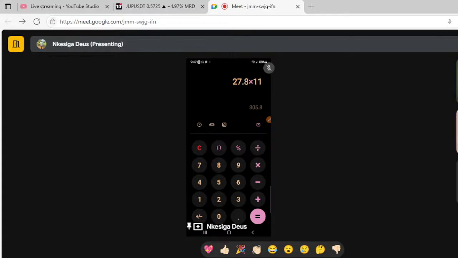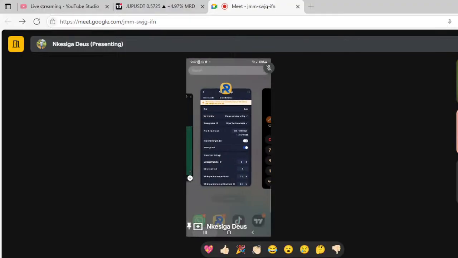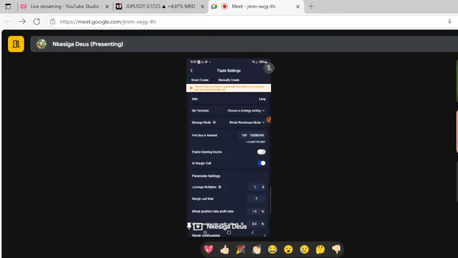The minimum required of 1,000 Bonk is 139 units, as we are seeing it here now. And this 139 units equals 5 USDT. Yes, here I'm clear. So if I want to trade, let's say I want to invest 11 USDT in a trade.